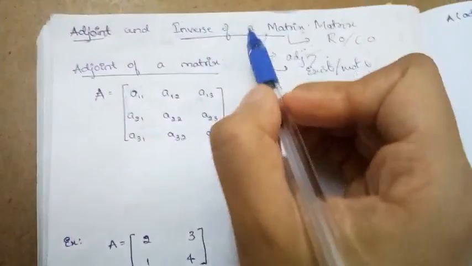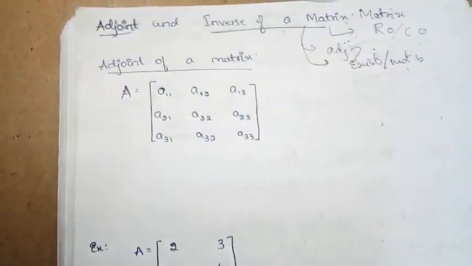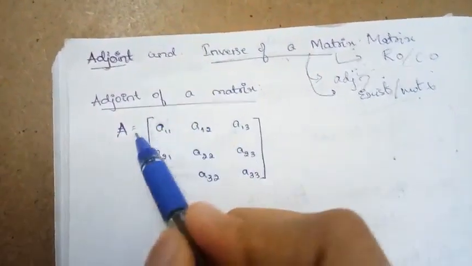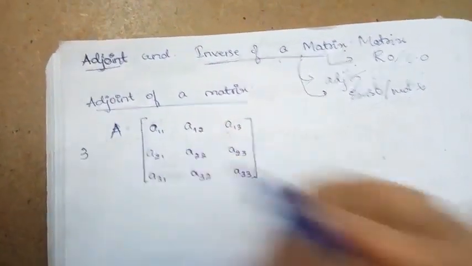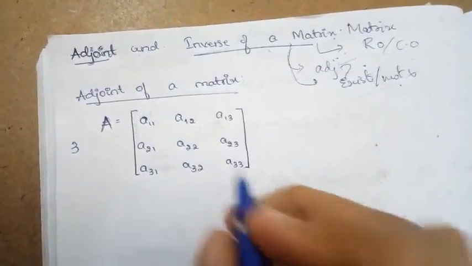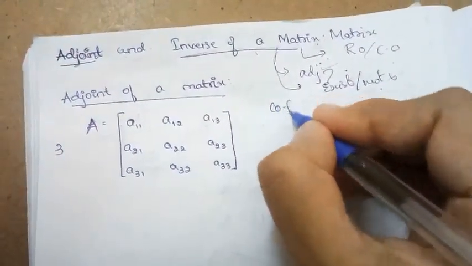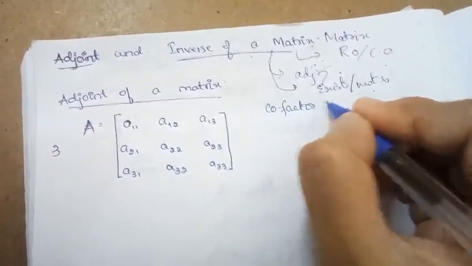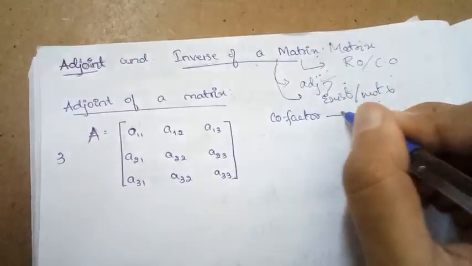Before going to inverse of a matrix, let us understand what is adjoint of a matrix. I considered here a matrix A of order 3. The elements of that matrix are in this manner. Now we know what the cofactor is, right? You already came to know how to find the cofactor of each and every element.